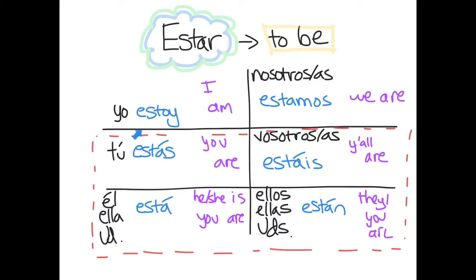Now this little red dotted line that's making this rectangle is to remind you that the second and third person rows of the conjugation chart for the verb estar all need accent marks. Super important, especially these two, because if you leave it off, you're going to be saying this and these instead of are, is, and are. So super important. Estoy, estás, está, estamos, estáis, están.